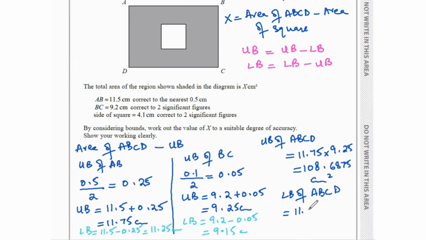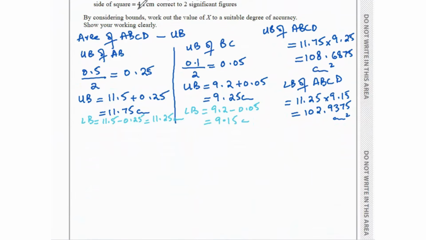So 11.25 times 9.15 gives us 102.9375 centimeters square. We have the upper bound of ABC and the lower bound of ABC. Now we need to work out the upper bound and lower bound of the area of the square. So the side of the square is 4.1 correct to two significant figures. So same steps for that.